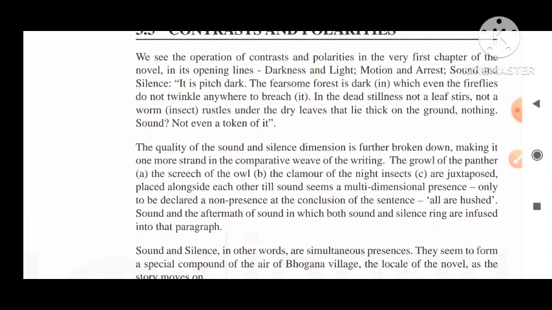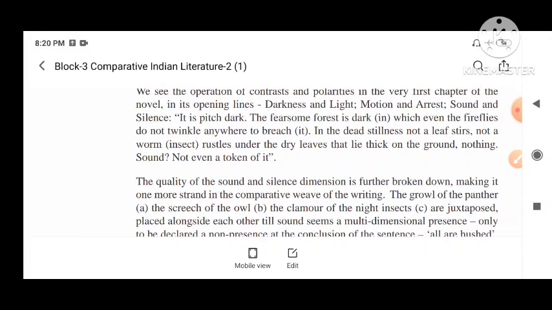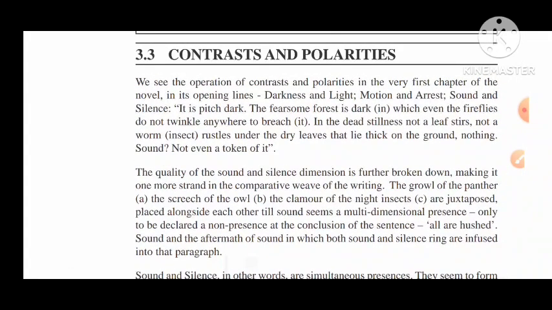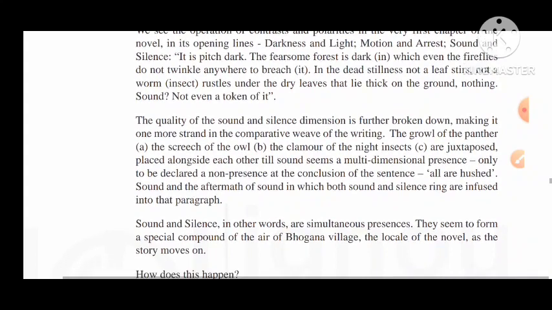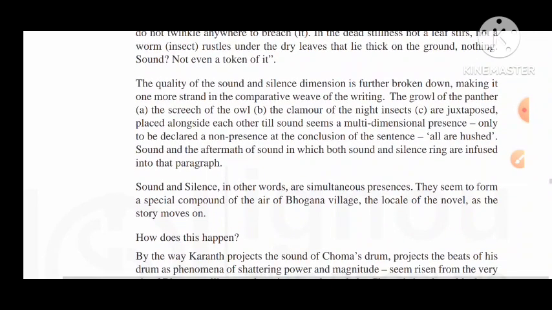It is pitch dark. The fearsome forest in dark, in which even the fireflies do not twinkle anywhere to brighten it. In the dead stillness, not a leaf stirs, not an insect rustles under the dry leaves that lie thick on the ground, nothing sounds, not even a token of it.